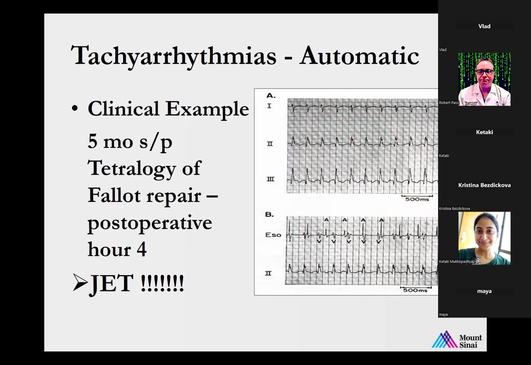So this is a 5-month-old. And what we're seeing here is an esophageal lead, but it could easily just be an atrial electrogram. And what we're seeing here is that the ventricular rate is faster than the atrial rate. There are more V's than A's. And when there are more V's than A's, really the only two major options are either VT or JET. And in this case, we have ventriculoatrial or atrioventricular dissociation because the ventricular rate, or the His bundle, is firing at a rate faster than the sinus rate.